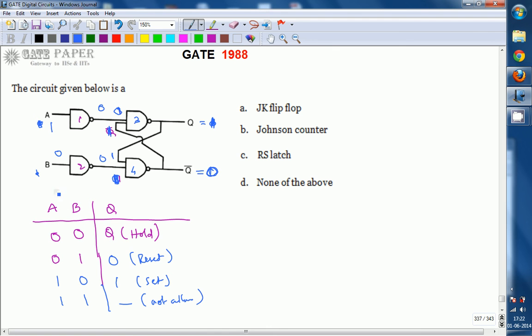So A is nothing but S, and B is nothing but R. It is an SR latch or RS latch. So the answer for this question is nothing but C. C is the answer. This circuit acts as an RS latch.